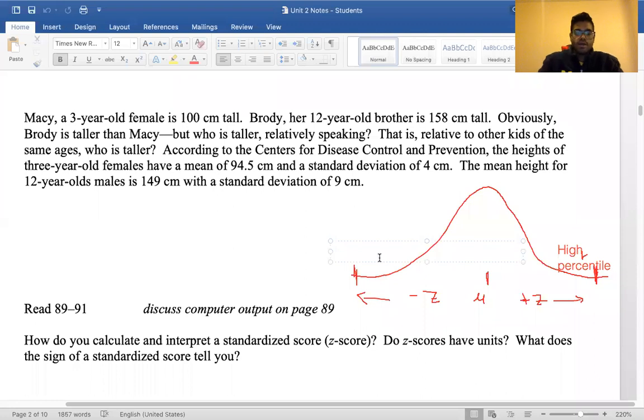And that's why Macy is taller in comparison to her brother. So that's the idea behind this. We're trying to put everything onto one curve, and then we're going to measure that curve by the distance away from the mean. That distance away from the mean is measured in z-scores, which is the number of deviations, and we're going to get into all that in a little bit.